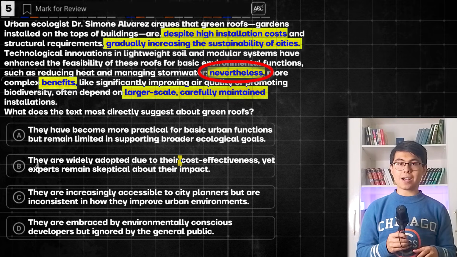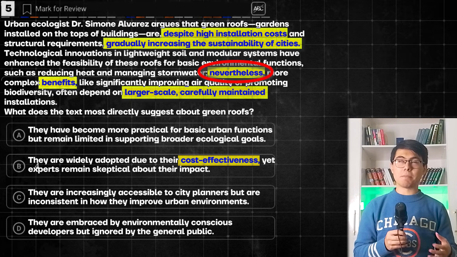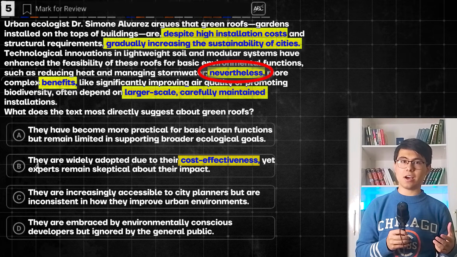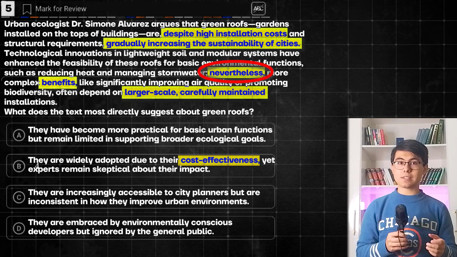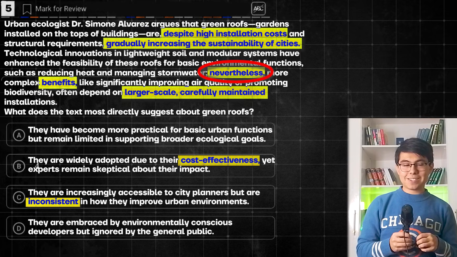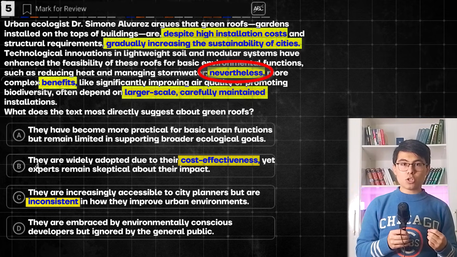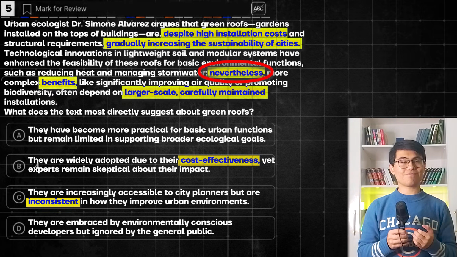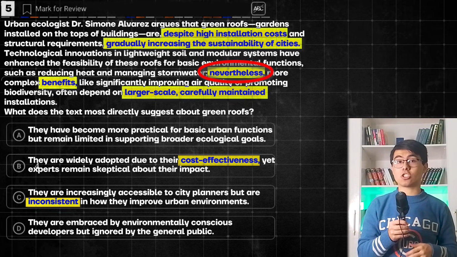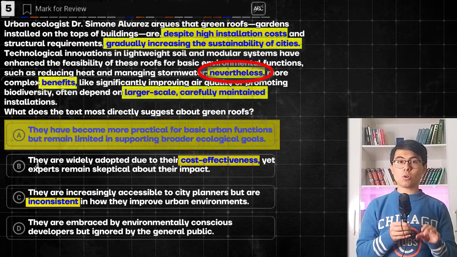Widely adopted due to cost effectiveness. The text mentions high costs, but not cost effectiveness though, so that's why B is wrong. Choice C, increasingly accessible but inconsistent. Well, it's too vague, so C is wrong. Choice D, embraced by developers but ignored by the public. Well, it's not even mentioned in the passage at all, so D is wrong. So only choice A matches exactly what the passage directly says.